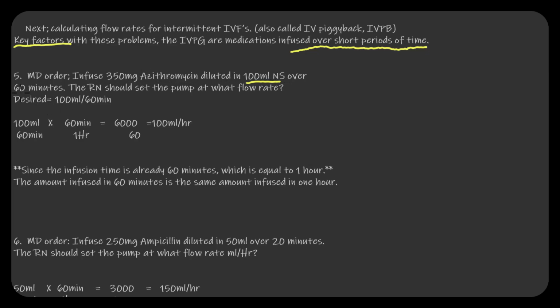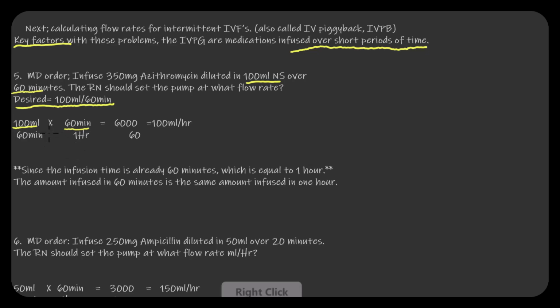Problem number 5. The MD orders infuse 350 milligrams of azithromycin diluted in 100 mLs of normal saline over 60 minutes. So the desired units that we want are the mLs per minute, 100 mLs per 60 minutes. Don't get confused with entering the 350 milligrams into the equation.